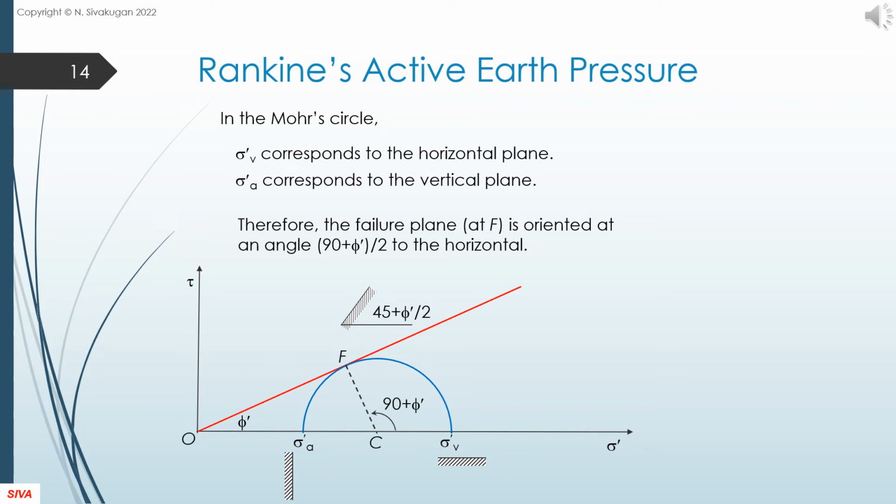Here, we use the Mohr's circle fundamentals to determine the orientation of the failure plane, represented by the point F. It is shown that the failure plane is oriented at half of 90 plus phi to the horizontal, which is 45 plus half phi.